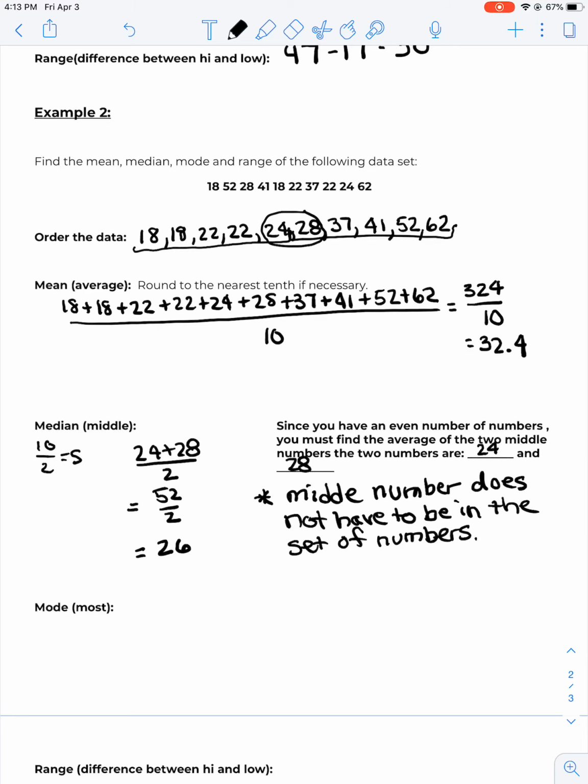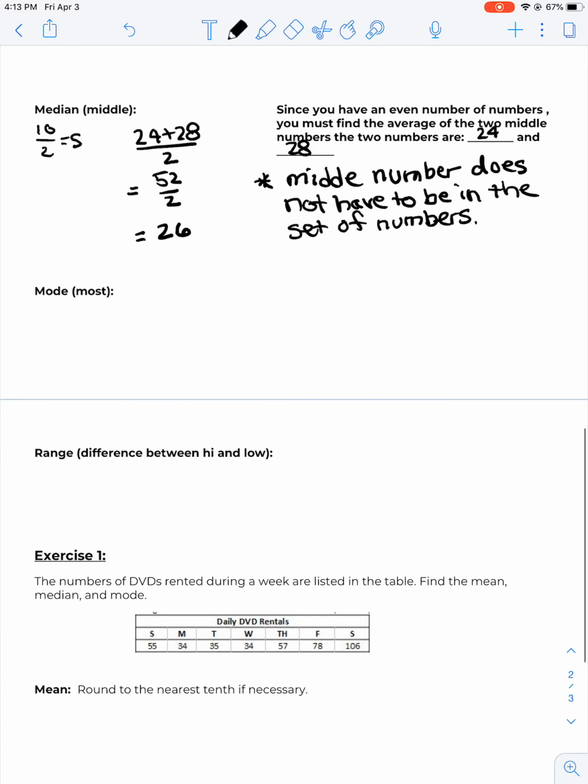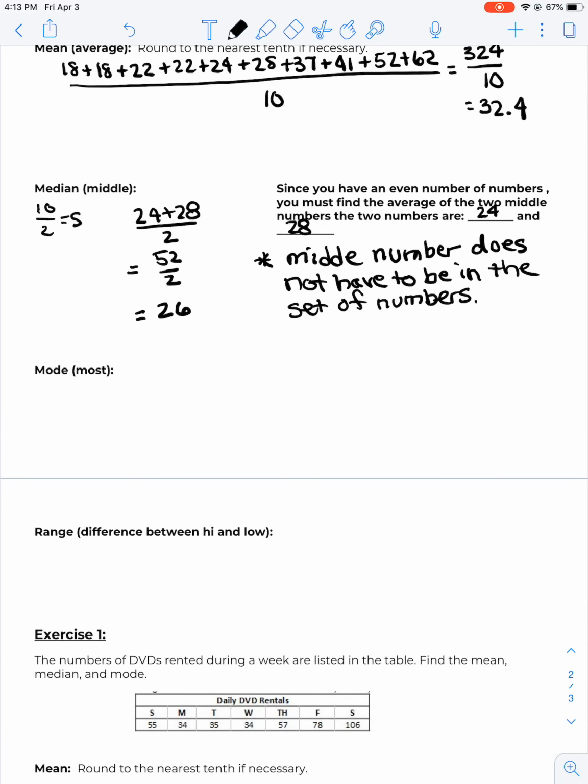Okay. Now the number that appears the most, we actually have two. It's 18 and 22. If all the numbers appear only once, then you have no mode. Okay?